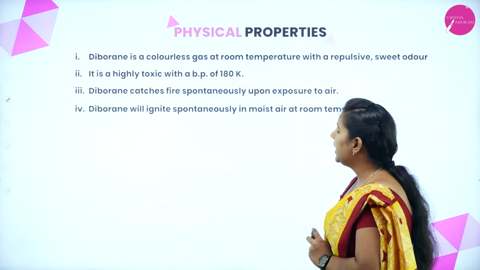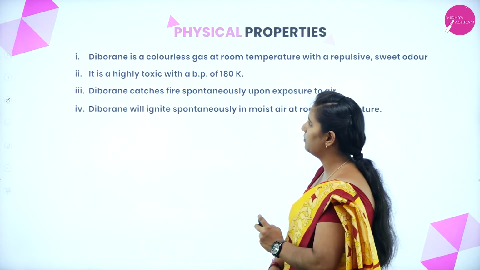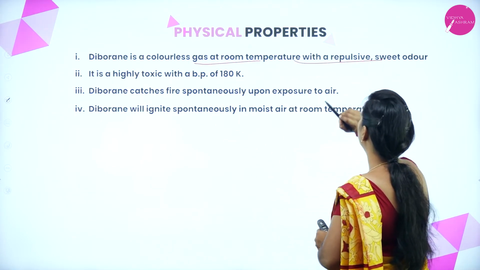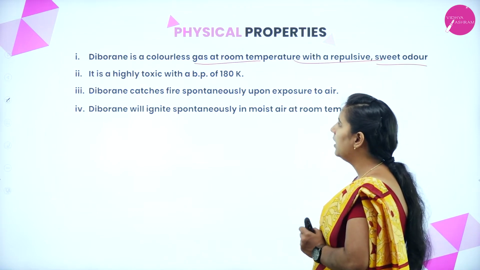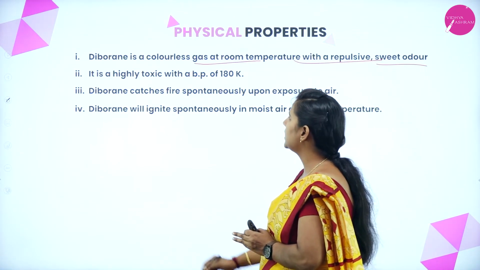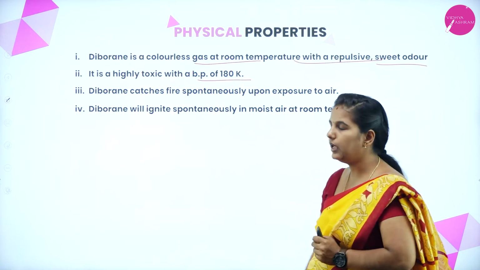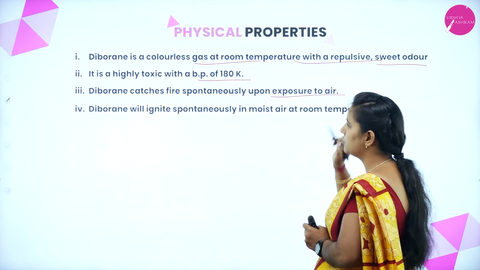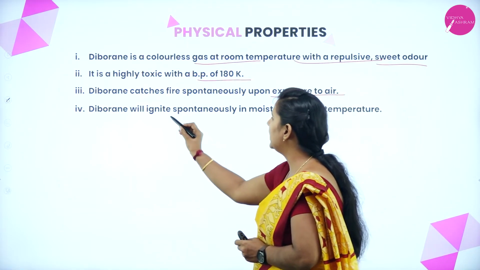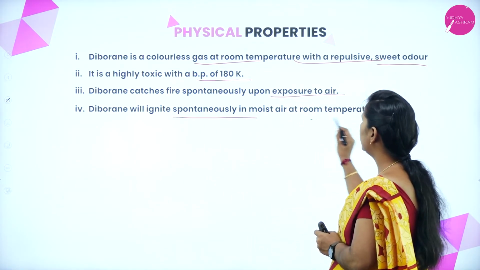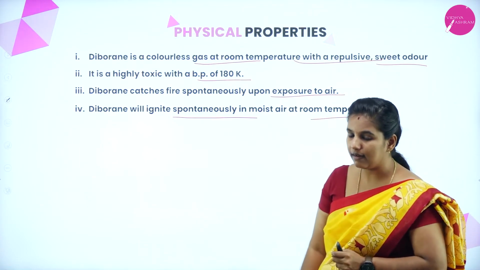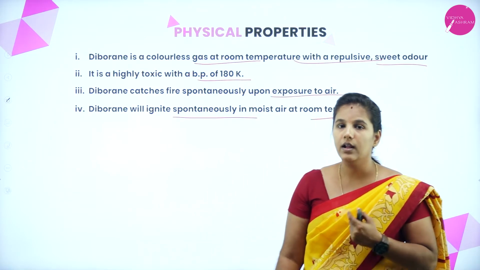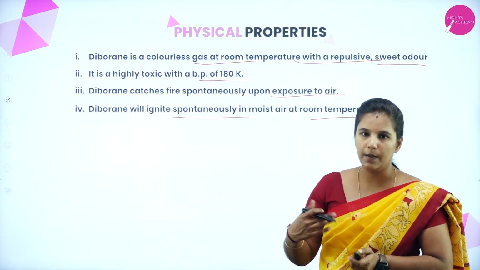Okay. Next, we have the physical properties of diborane. Diborane is a colorless gas at room temperature with a repulsive sweet odor, and it is highly toxic with a boiling point of 180 Kelvin. Diborane can easily catch fire spontaneously upon exposure to air, and diborane will ignite spontaneously in moist air at room temperature. Thereby, we can clearly understand that when we expose diborane to air, it can easily catch fire. Thereby, it can spontaneously burn with air.